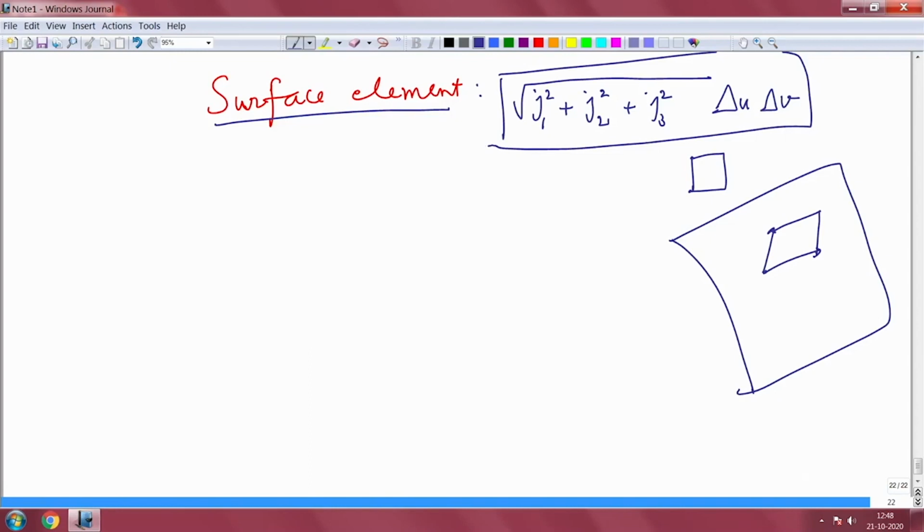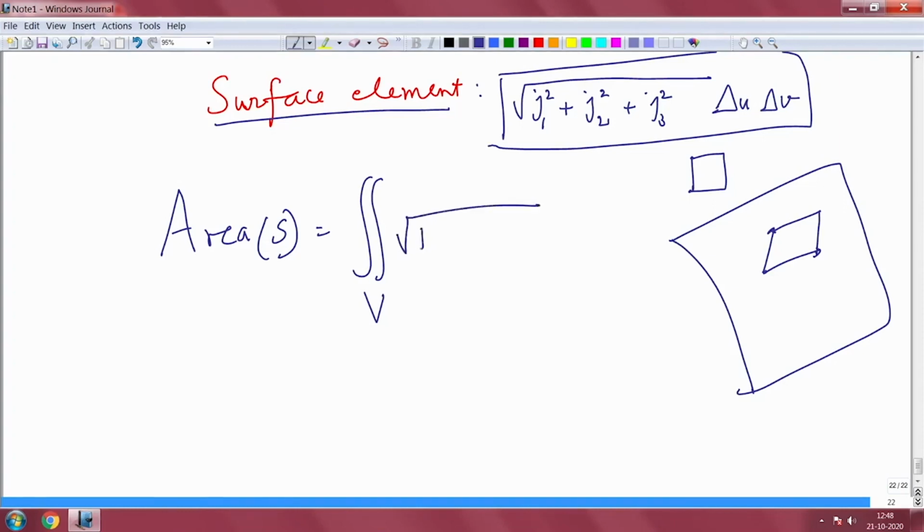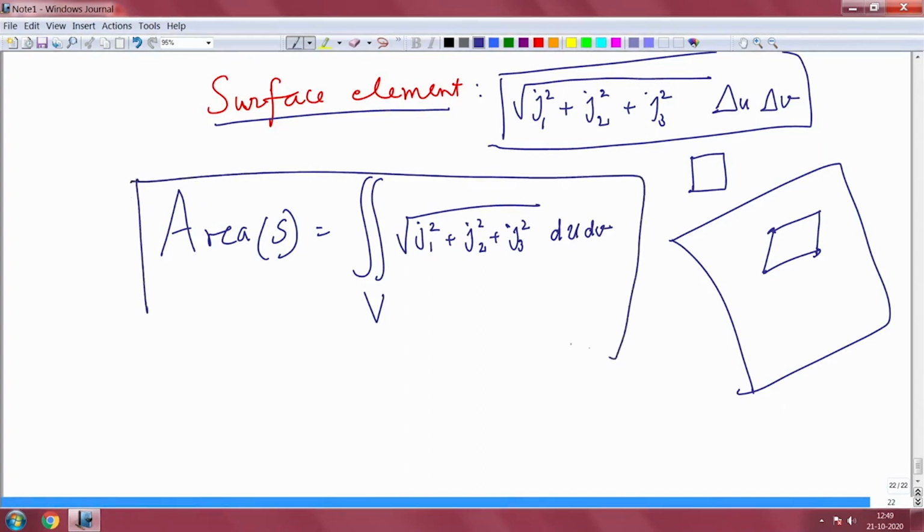Using that you can define the area of S. Area of S is nothing but a double integral over the domain V. You recall what I have defined here: the root of J1 square plus J2 square plus J3 square, du dv. This is a two-dimensional integration happening on V. And this is precisely your surface measure, ds.